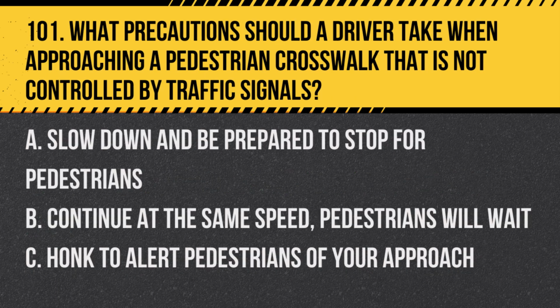Question 101. What precautions should a driver take when approaching a pedestrian crosswalk that is not controlled by traffic signals? A. Slow down and be prepared to stop for pedestrians. B. Continue at the same speed. Pedestrians will wait. C. Honk to alert pedestrians of your approach. Answer A. Slow down and be prepared to stop for pedestrians. Pedestrian safety is paramount at crosswalks.